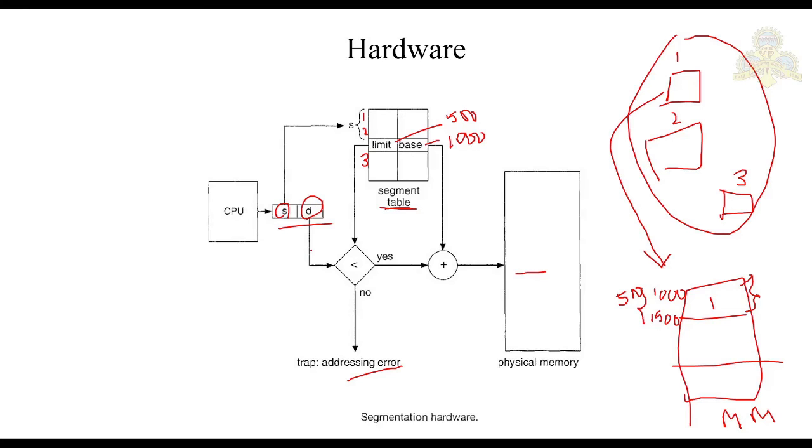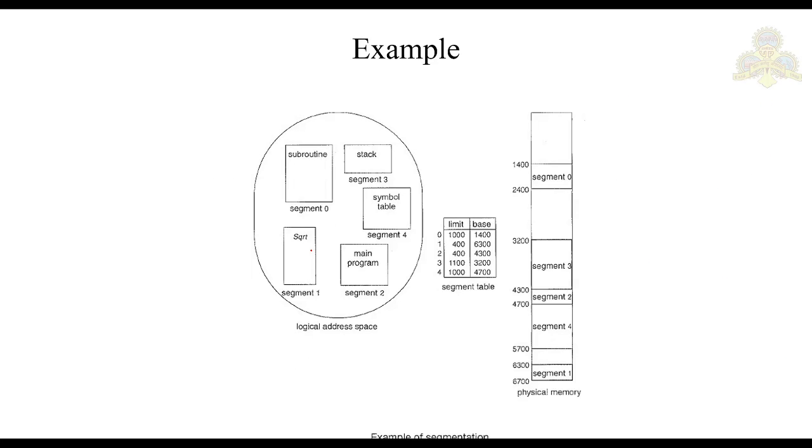Next we will see an example. As you can see here, this is an example of segmentation. This is the logical address space where you have 5 segments. Segment 0 is subroutine. Segment 1 is square root function. Segment 3 is stack. Segment 4 is symbol table. And segment, I missed something: segment 2 is main program. So this is 0, 1, 2, 3, and 4.